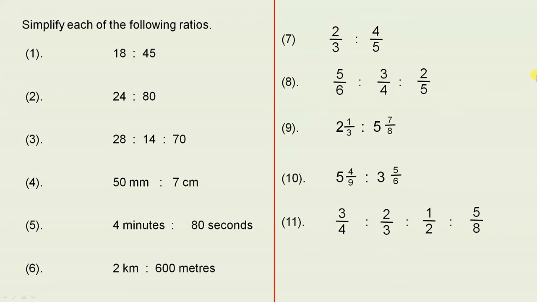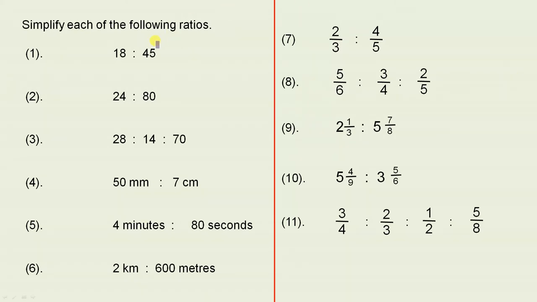Now in the lesson it says that when we are simplifying ratios that contain whole numbers, all you do is divide each of the numbers by the highest common factor. That is, the highest number that will divide into each of the terms of the ratio. That's how you simplify the ratio if the numbers are whole.